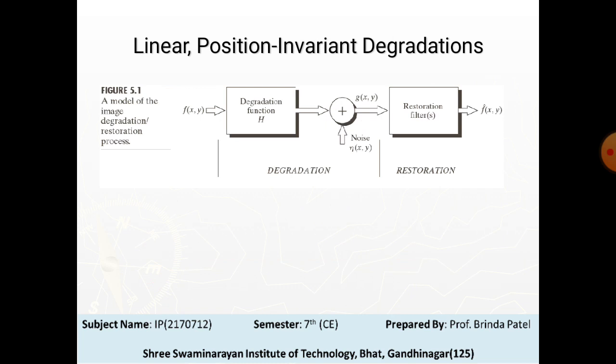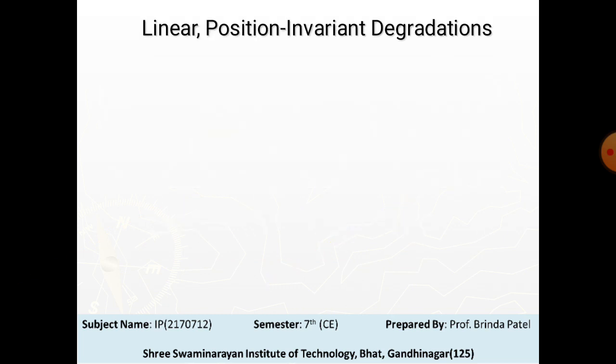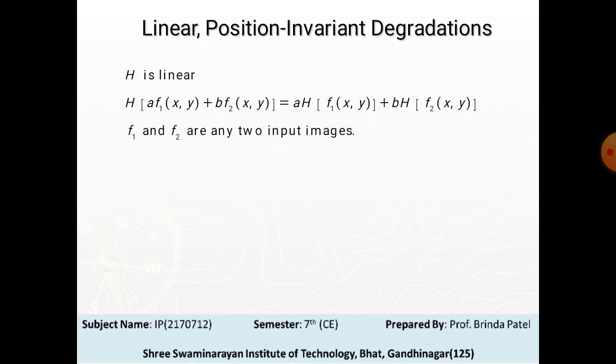Now, linear position invariant degradations. The input-output relationship in this figure, before the restoration stage, is expressed as g of x,y equal to H of f of x,y plus n of x,y. For the moment, let's assume that n of x,y is equal to 0, so that g of x,y is equal to H of f of x,y.